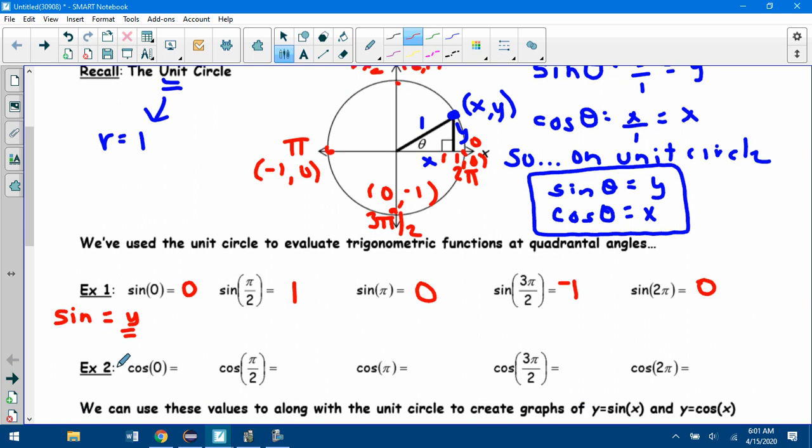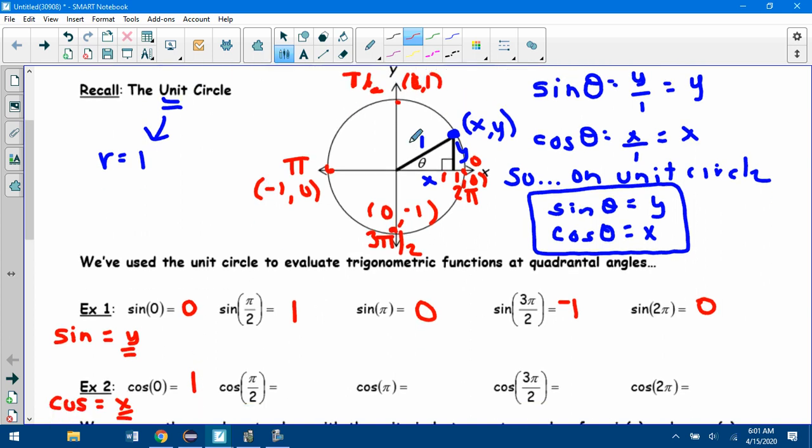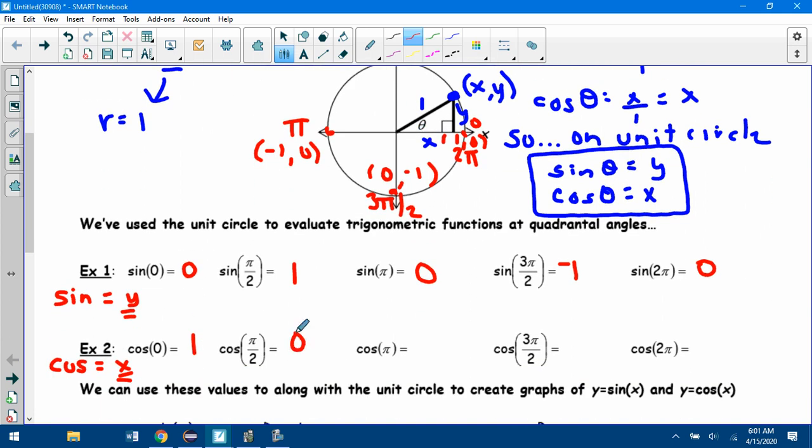Okay, so real quick, go through and do the same with cosine. Cosine is just equal to the x coordinate, as you know. So do the same thing, go straight around and tell me all the x values. Go ahead and list those out. Should get cosine of 0 is 1, pi over 2 is 0, pi, we're down to negative 1, 3 pi over 2, back to 0, and we end at 2 pi back at 1.